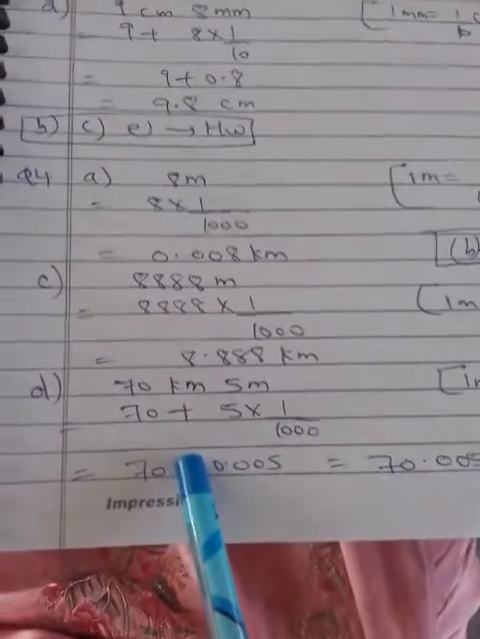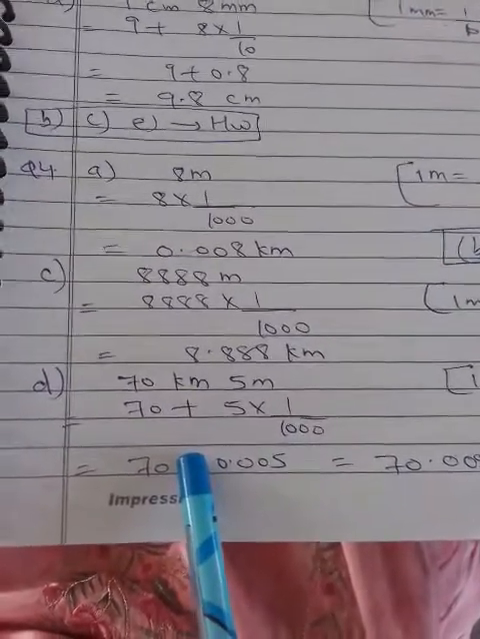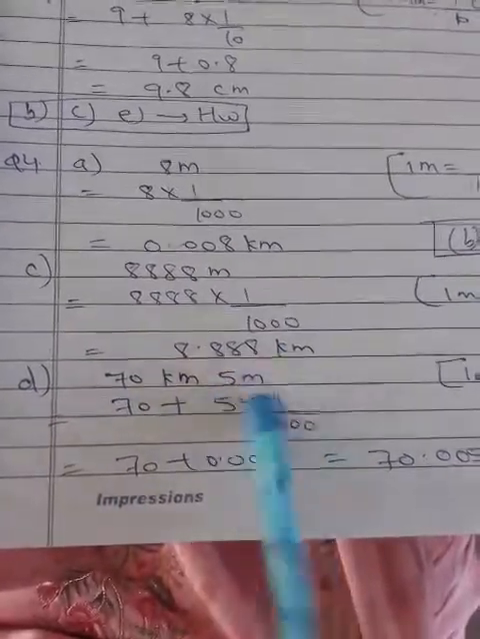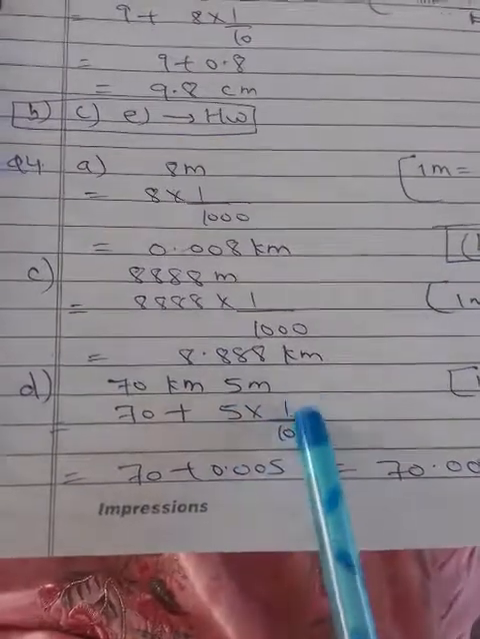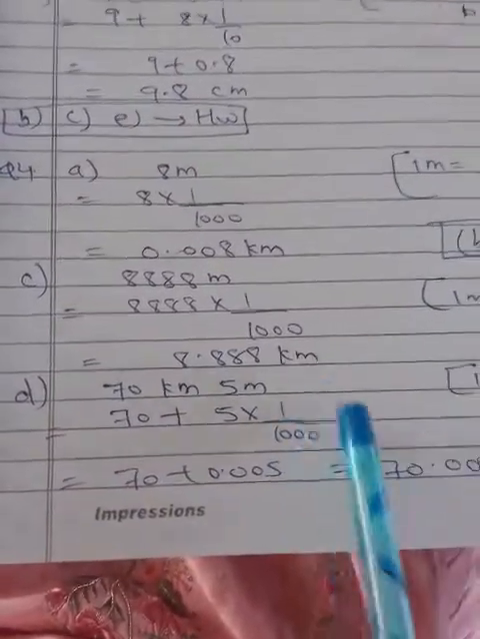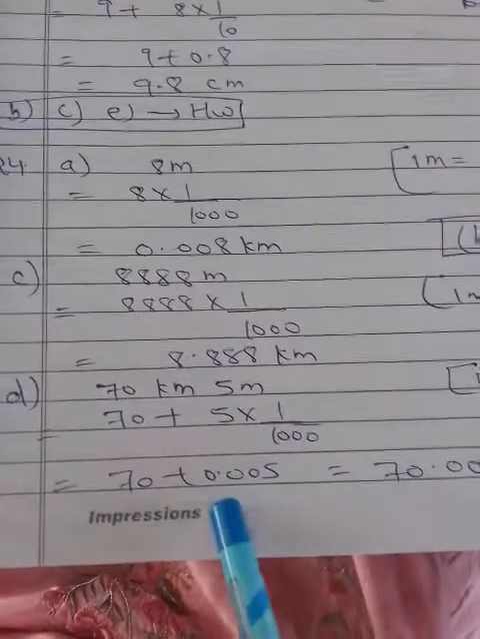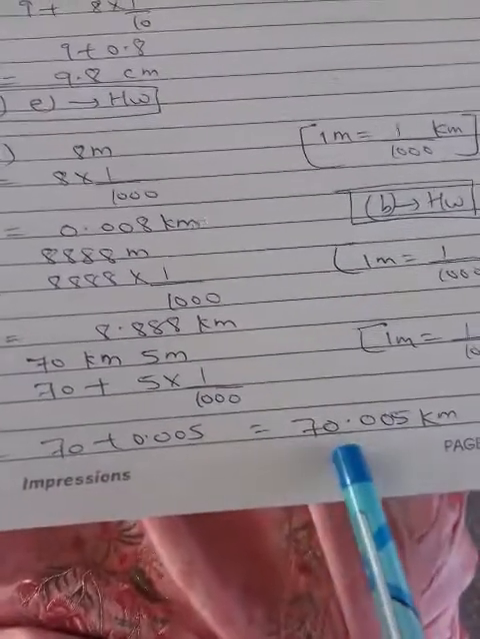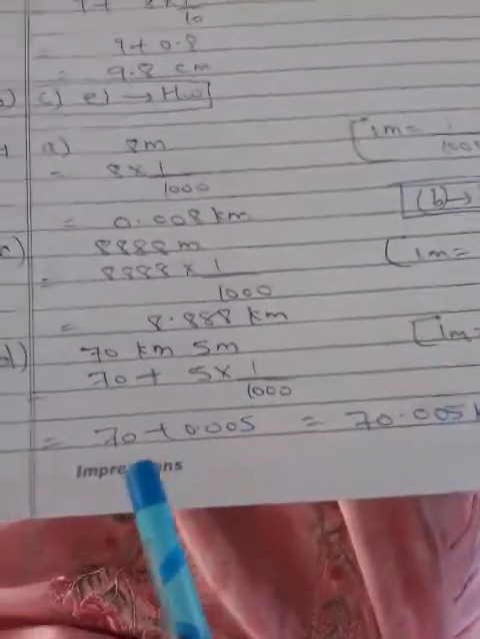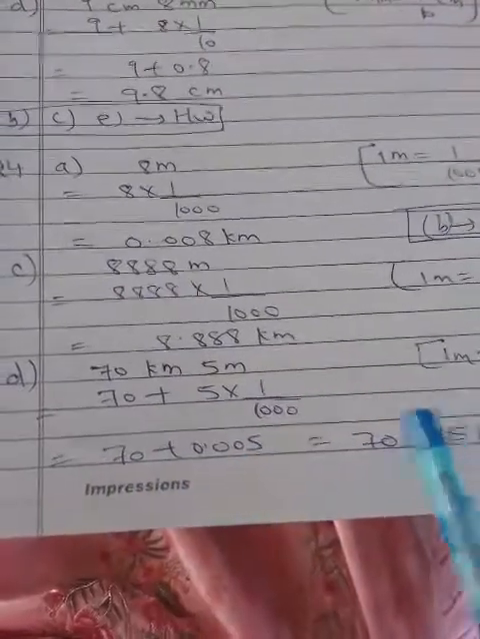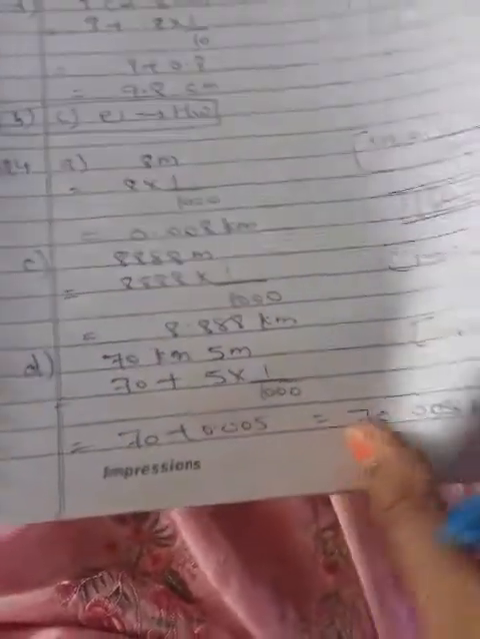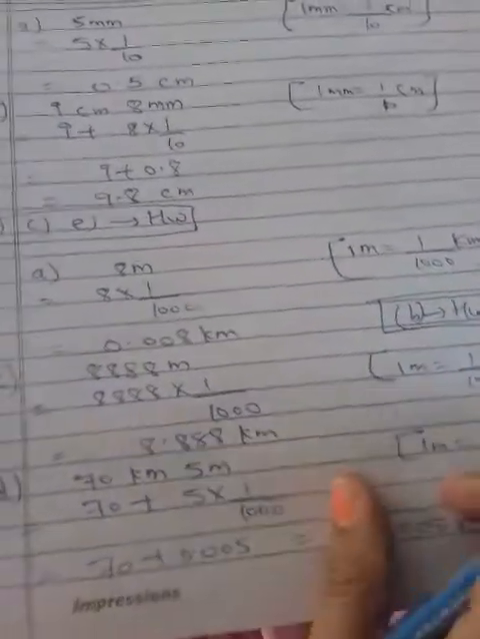Next is D part. 70 kilometer, 5 meter. 70 kilometer is already in kilometer, then 5 meter you have to change into kilometers. What you will do, you will multiply it by 1 by 1000. So again, when you divide it, it becomes 0.005. Adding both of these numbers, you will get 70.005 kilometer. 70 should be written as 70.000. The decimal should be written behind decimal only then you will get the correct answer. Next, B part is your homework.